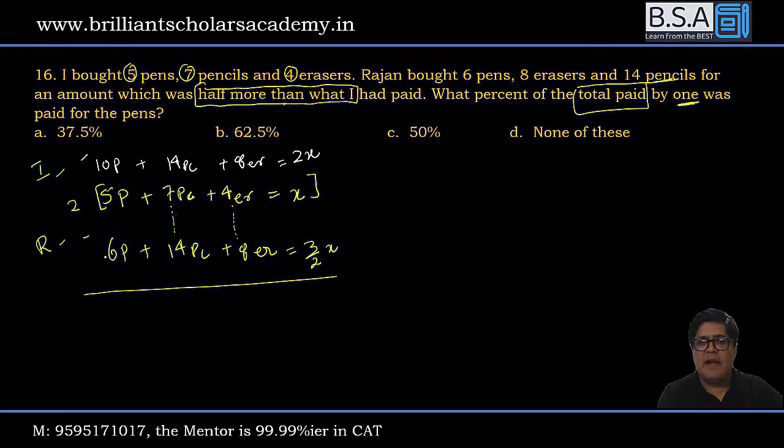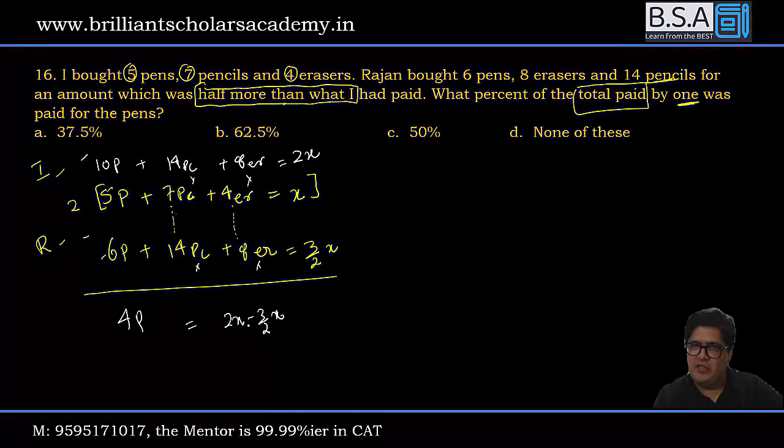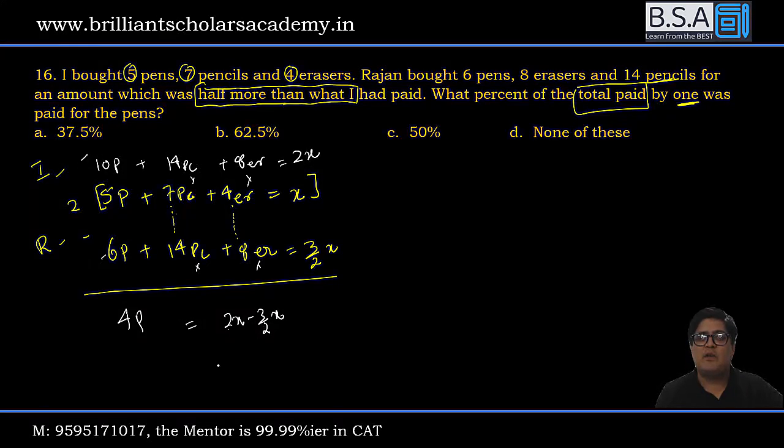Now when I subtract these two, I have 4 pens. Do you see pencils cancelled? I'm subtracting. Erasers cancelled. What do I have on the right side? 2x minus 3 by 2 x. When I rearrange this, that goes above, 4 pens is x by 2. Or I can say 8 pens is equal to x.